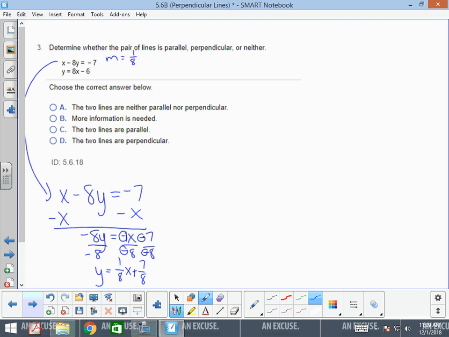The slope of the bottom equation, since it's already solved for y, is 8. Now don't let this fool you, okay, because these are actually not opposites. They're just reciprocals, so that means that they're neither parallel nor perpendicular. In order to be perpendicular, they have to be opposites and reciprocals. Okay, so that's a few of the examples for those.